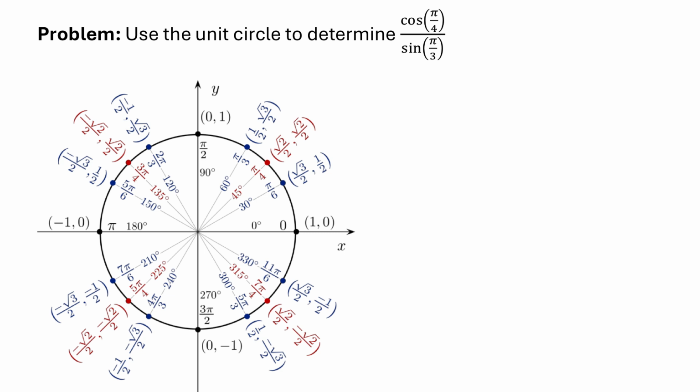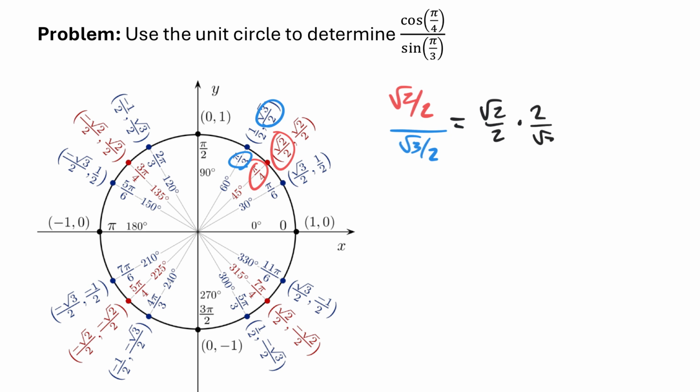Here we have cos of pi over 4 and sine of pi over 3, and we're going to divide the values. So let's get started. We're looking at pi over 4. Cos means x, so we get root 2 over 2. Sine of pi over 3, that means y. So we've got root 3 over 2. All right, let's go ahead and crunch those. Root 2 over 2, flip and multiply, 2 over root 3. The 2's cancel, so root 2 over root 3.